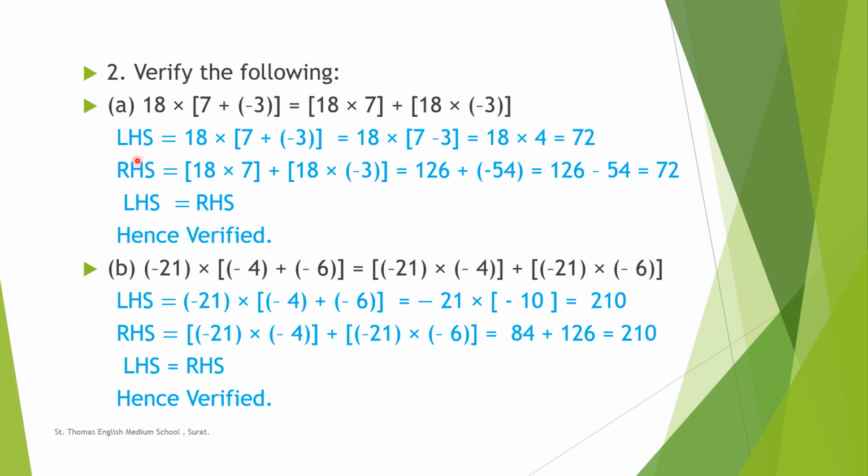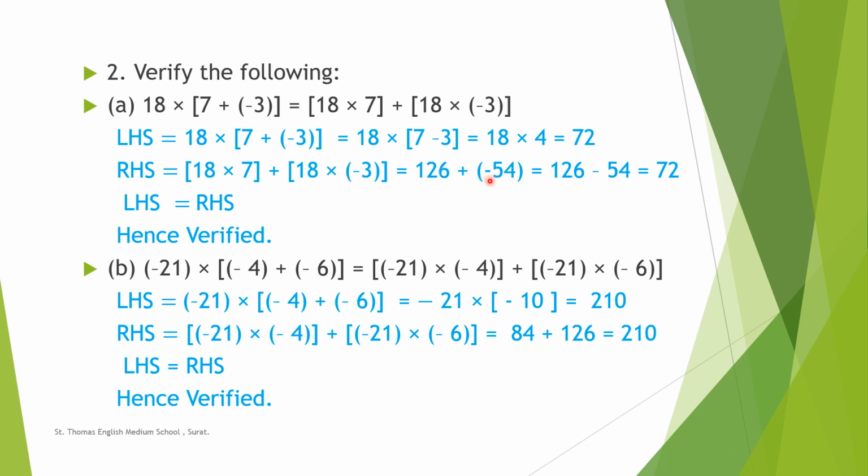Clear? So first we'll take LHS, that is the left hand side. 18 multiplied by (7 plus minus 3). We know 7 plus minus 3, that is 7 minus 3, which is 4. 18 4s are 72. Now take RHS. 18 multiplied by 7 plus 18 multiplied by minus 3. 18 7s are 126 plus 18 into minus 3, that is minus 54.